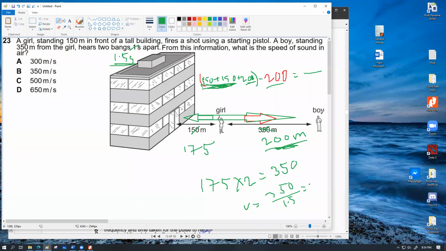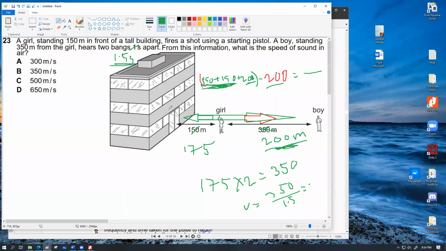The boy will have two different sounds coming from the gun. One is the direct sound, another is the echo. That's why the boy will detect two different sounds, which would be some time duration apart. Now, which part of the mechanism is not understandable? Tell me, I'll explain.